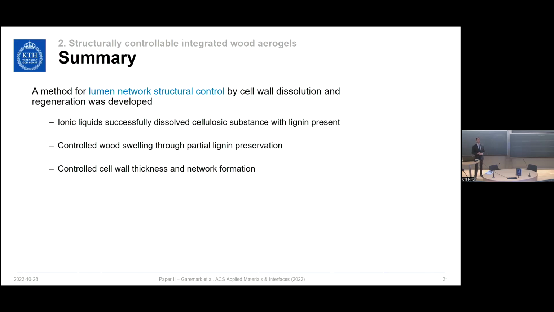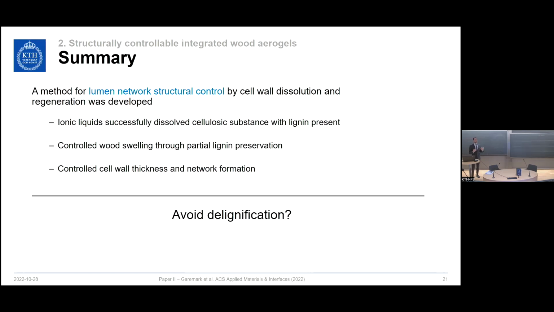In summary of this work, we developed a method for lumen network structural control by partial dissolution and regeneration. And we could see that we could use ionic liquid to dissolve cellulose, even though we had some lignin still present in the wood structure. We could control the wood swelling by preserving some lignin in the cell wall. And with this control, we could control the thickness of the cell walls and also the network formation in the lumen.